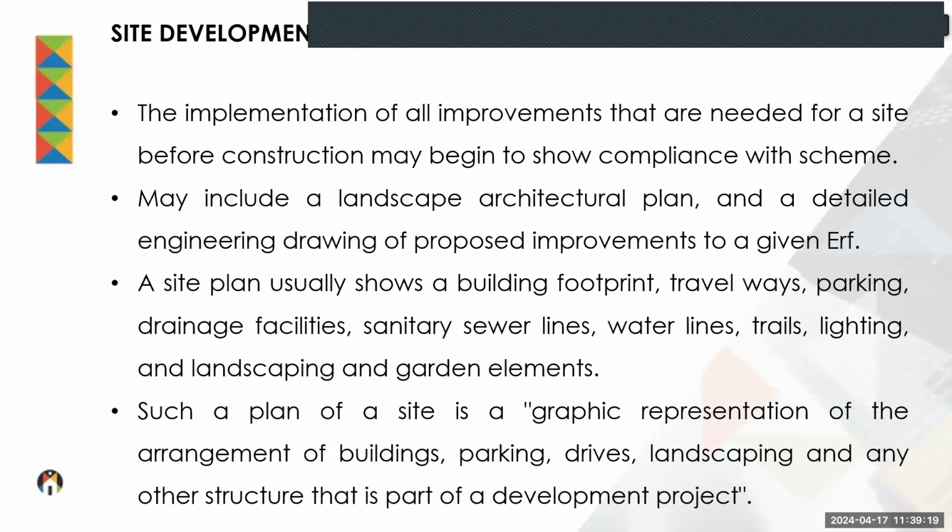A site plan usually shows a building footprint, travelways, parking, drainage facilities, sanitary sewer lines, water lines, trails, lighting, and landscaping and gardening elements. It's a graphic representation of the arrangement of buildings, parking, drives, landscaping, and any other structure that is part of the development project.